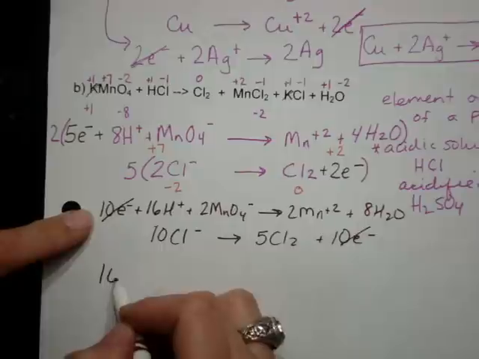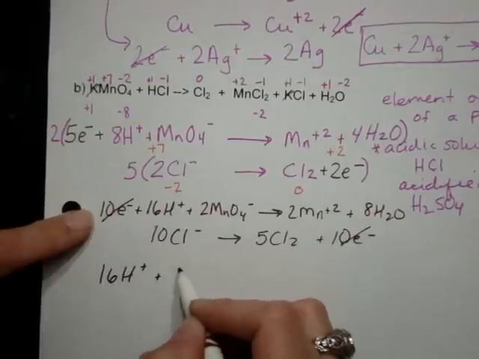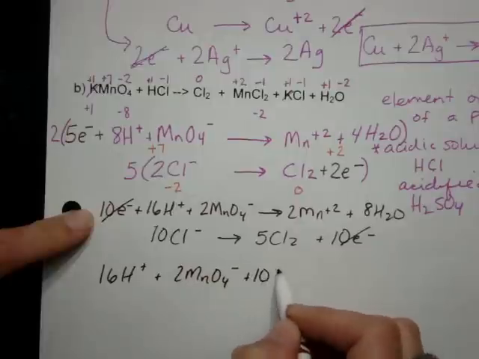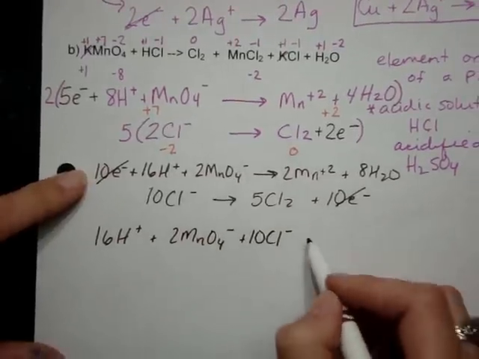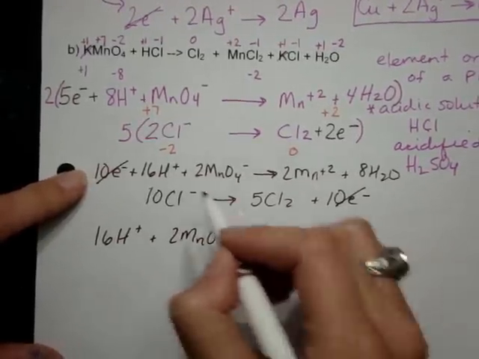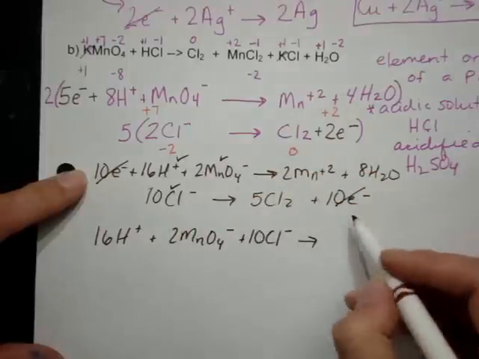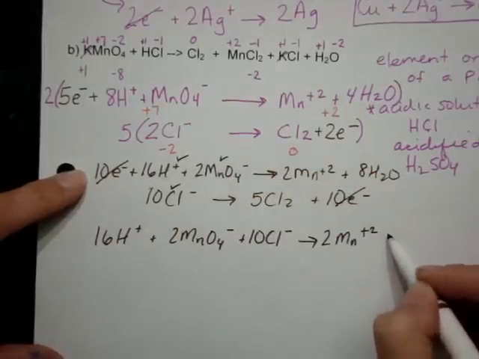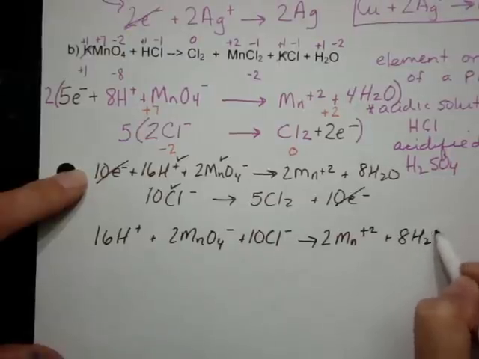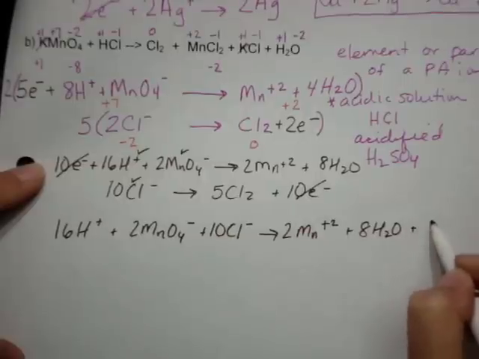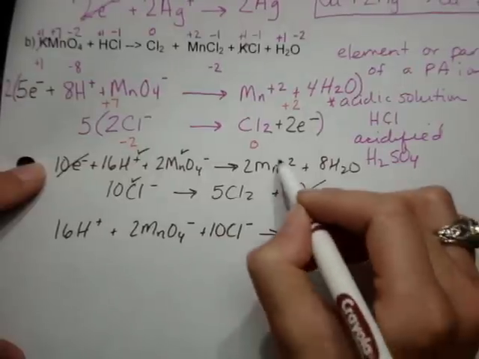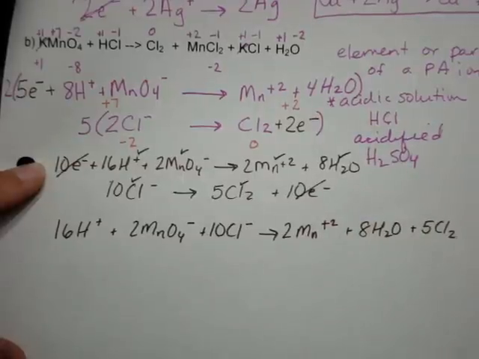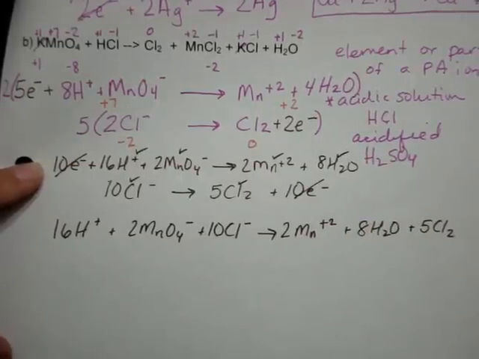So we have 16 hydrogen ions, 2 permanganate ions, 10 chloride ions. On the other side we have 2 manganese +2 ions, 8 water, and 5 Cl2. All right, so that becomes our balanced net ionic equation.